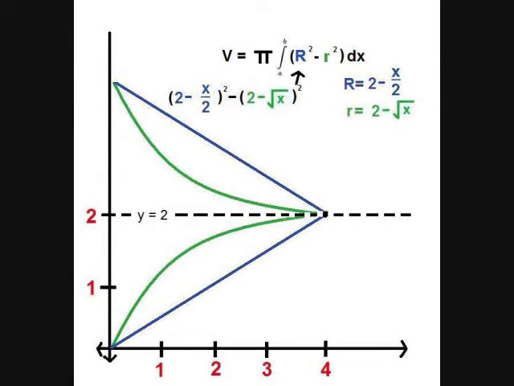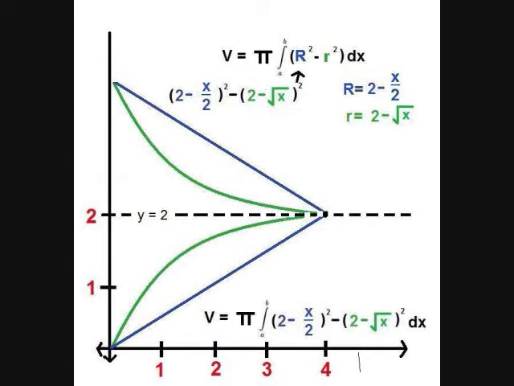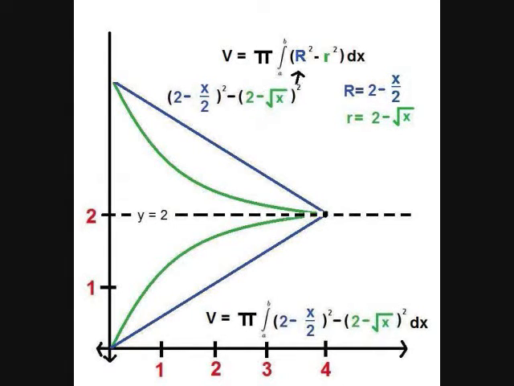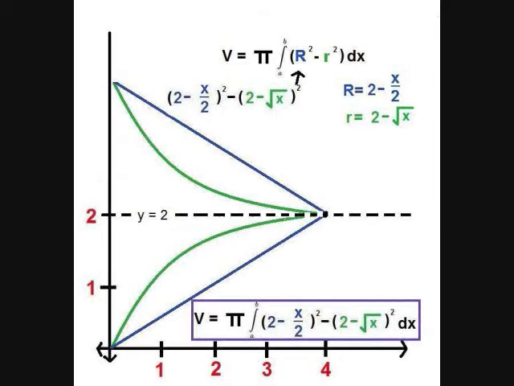Then, plug both big R and little r into the volume formula. We already know that a equals 0 and b equals 4, which completes our integral expression. Overall, the expression is v equals pi times the integral from 0 to 4 of 2 minus x over 2 squared minus 2 minus radical x squared. And that's how you solve part C, Darifa.